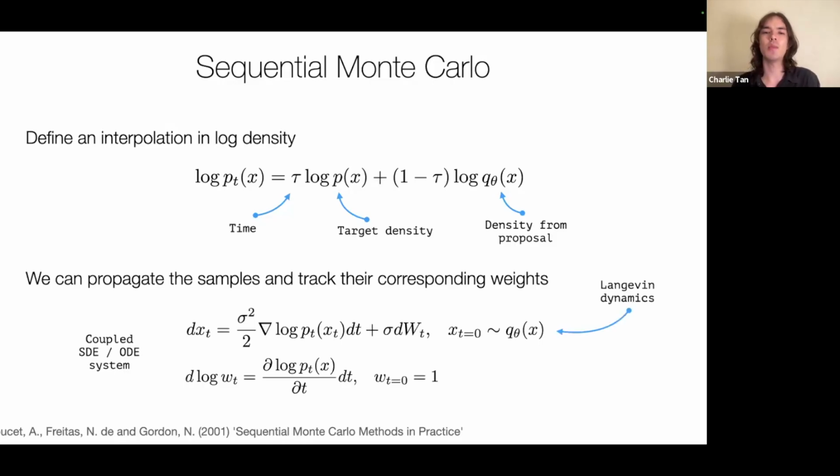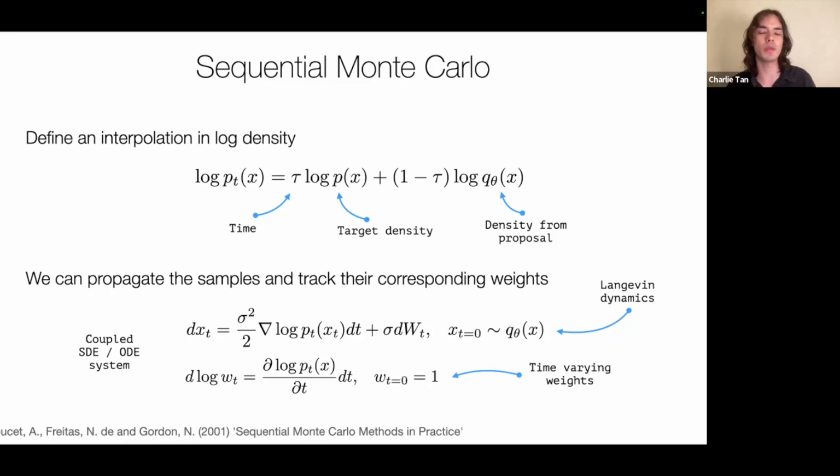In SMC, you're able to propagate the samples and track their corresponding weights. You perform Langevin dynamics, with this coupled SDE-ODE system: with the dx_t, you're performing a step of Langevin dynamics with respect to your time-varying energy interpolation. You step time forwards, perform Langevin, and also update the log weights using the d log w_t equation. If you just ran from time 0 to time 1 without any resampling, you would recover annealed importance sampling and just do the reweighting at the end. If you have resampling within the time period, it's sequential Monte Carlo.